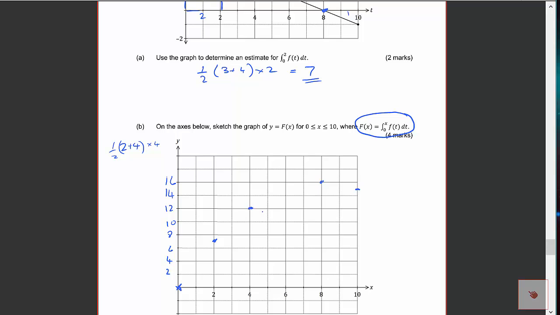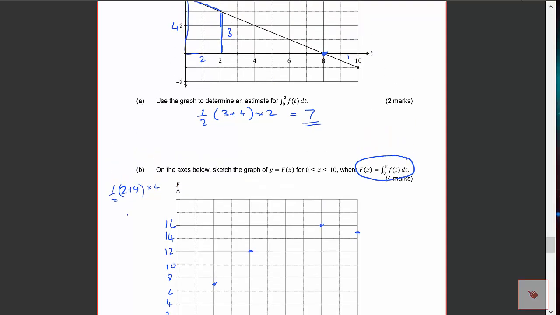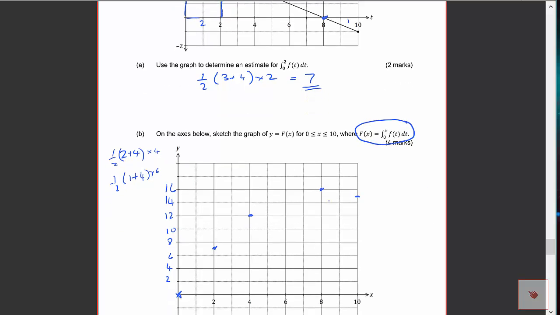So that's about there, and I might actually go for 6 as well. If we go to 6, that's going to be 1 plus 4 for the parallels, multiplied by 6, half that, so that's 5 times 6, 30, half that's 15. So it's going to be a curve that goes something like this.